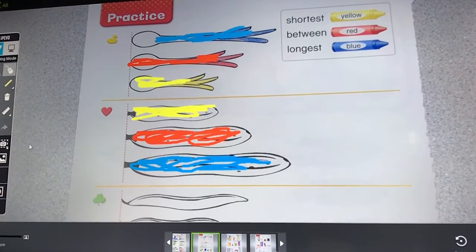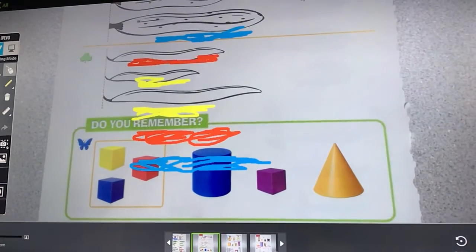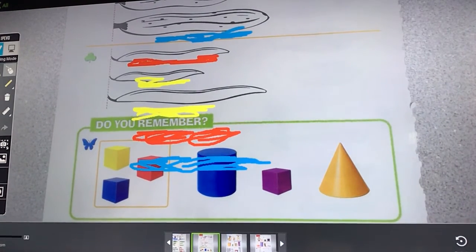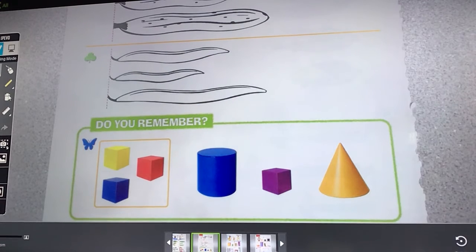Let's look at the red heart before I move on. The top one is yellow, the middle one is red, the bottom one is blue. Is that what you got? Super. I'm going to move it up. I have to erase it.